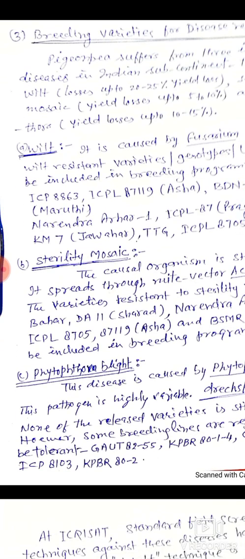C. Phytophthora blight. This disease is caused by Phytophthora drechsleri, species cajani. This pathogen is highly variable. None of the released varieties is still resistant to this Phytophthora blight. However, some breeding lines are reported to be tolerant, not resistant. They are GAUT 82-55, KPBR 80-1-4, GAUT 82-104, ICP 8103, KPBR 80-2. So these all should be included in the breeding program for resistance to Phytophthora blight disease.